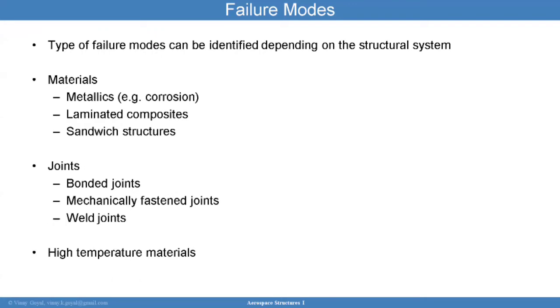What are the types of failure modes that could occur at the system level? You're going to have failure modes that are very specific to metals, to laminated structures, sandwich structures, and failure modes that are specific to bonded joints, mechanically fastened joints, and weld joint designs. There are also failure modes associated with high temperature materials, the use of high temperature materials in nozzles or re-entry vehicles. Those are going to have very specific failure modes you may not see in other applications.